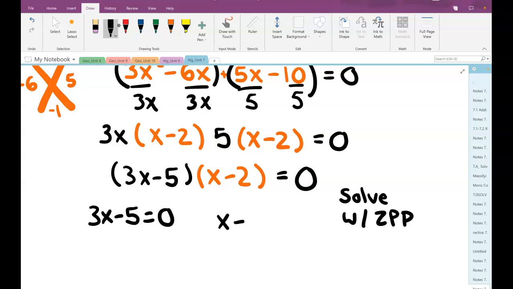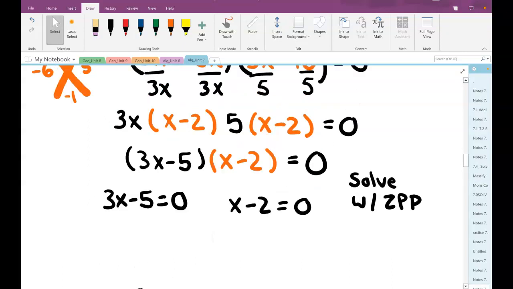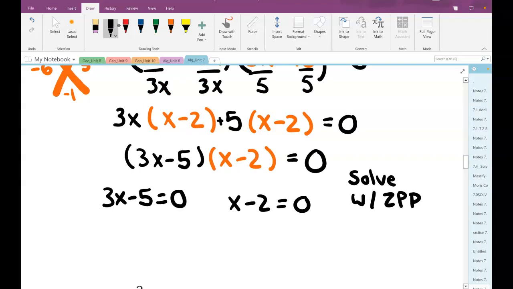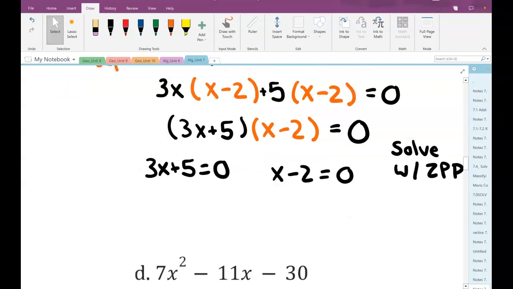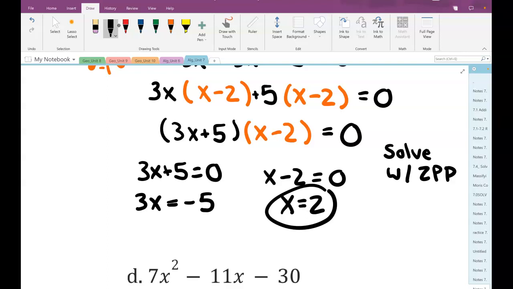We set x minus 2 equal to 0. So positive 5. Yes, plus 5. Good catch. Plus 5, because I factored out a positive 5. So it doesn't matter which one you solve first. The easier one is just x is equal to 2. You just add 2 to both sides. This other one, you have to subtract 5. So that's why I wrote minus 5 instead. And then divide by 3. So x is equal to negative 5 over 3.